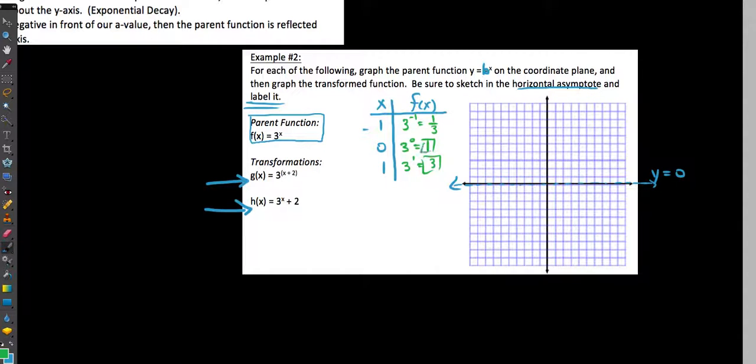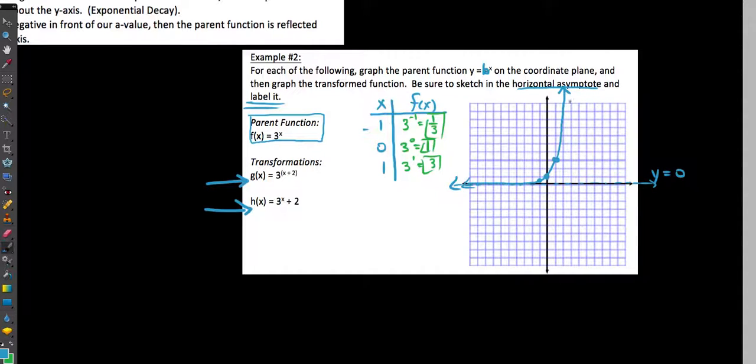So with respect to our parent function, I suppose we could say it goes through (0, 1), (1, 3), and (negative 1, its reciprocal). So here's our always increasing parent growth function.